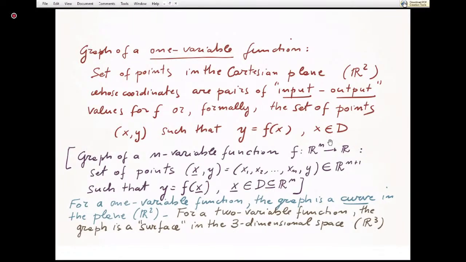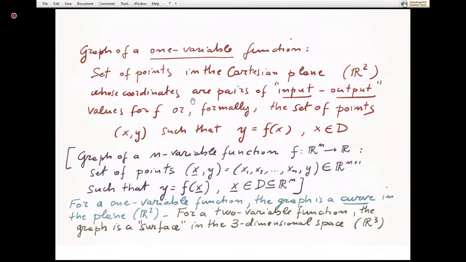Just remember that this is not the main goal of this course, but if we try to be a little more general, then quite often basic definitions for one variable functions carry very naturally to multivariable functions, okay? In this case, we have a very similar definition. What is the graph of an n variable function?